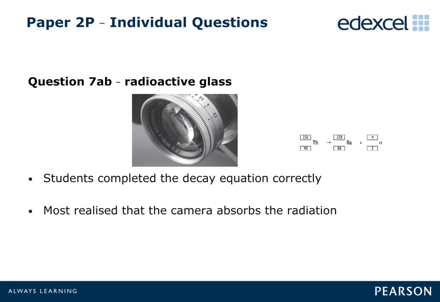Nearly as many students gave a clear reason why the camera is safe to use. However, only some of them linked a type of radiation to the absorption. For instance, "aluminium absorbs radiation", instead of "the aluminium absorbs the beta particles".